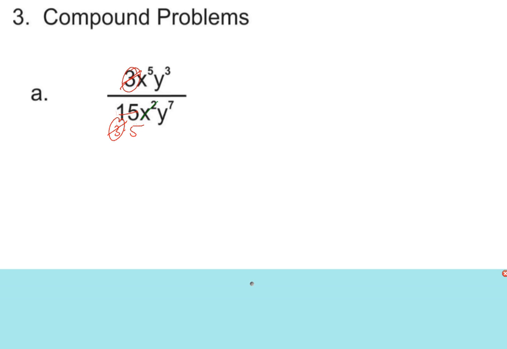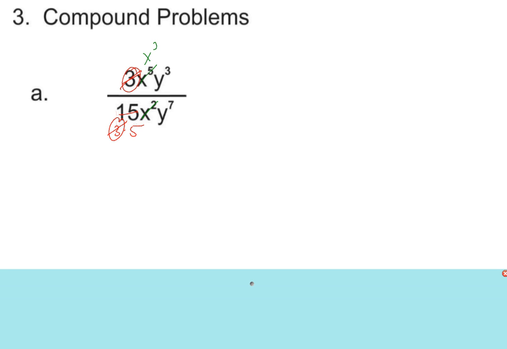2 of them in the bottom wipe out 2 of them in the top, leaving you 3 of them in the top. If you can't think that way, which I don't know why you can't, then do the rule. x to the 5 minus 2 leaves you x to the 3. But it's a whole lot easier if you can think that way, because let's do the last one in blue. If you have a y cubed in the top and a y to the 7th in the bottom, that leaves you how many y's, and where does it leave you? In the top or the bottom?